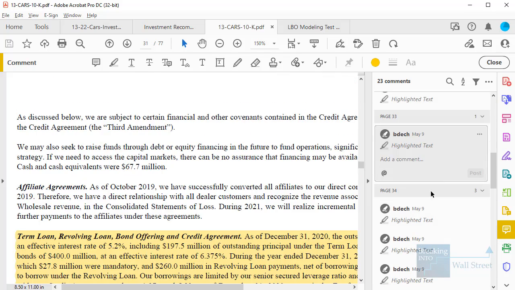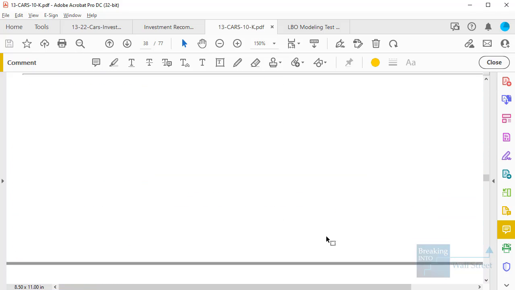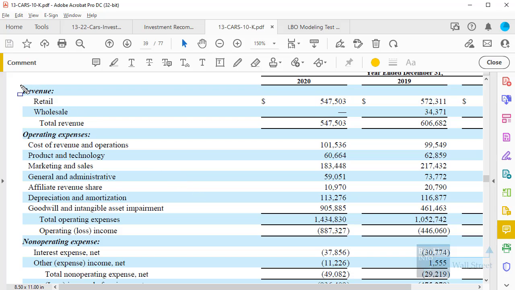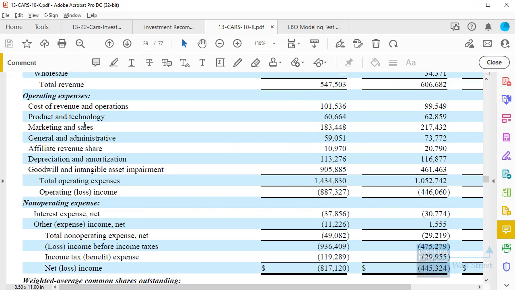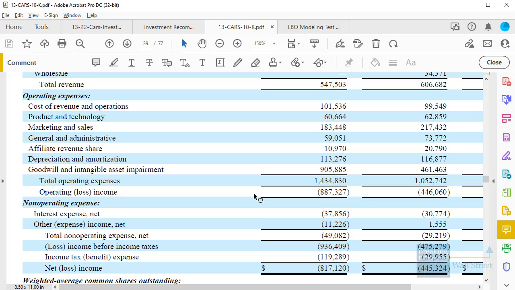So if you go to the income statement, let's just skip around till we get there, you'll see that they break revenue into retail versus wholesale. We don't think this is super helpful though, so we change that around. But the rest of this, we pretty much follow what is on the company's income statement.